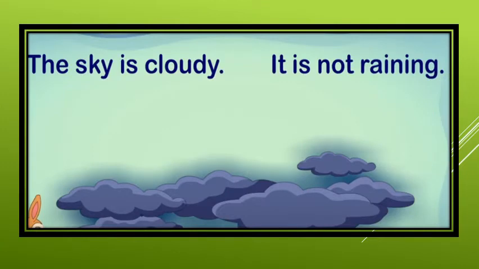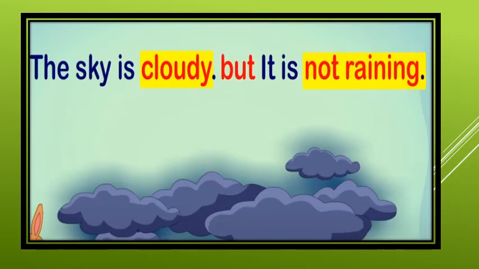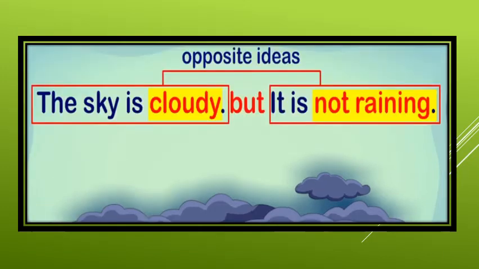Now look at this sentence. The sky is cloudy and the other sentence, it is not raining. So what are we going to use in this? Yes, we will use but in it, as cloudy and not raining are totally opposite to each other. So whenever there is a contrast, we will use the conjunction but to join the two sentences in which there is a contrast or opposite. Cloudy and not raining are opposite ideas.